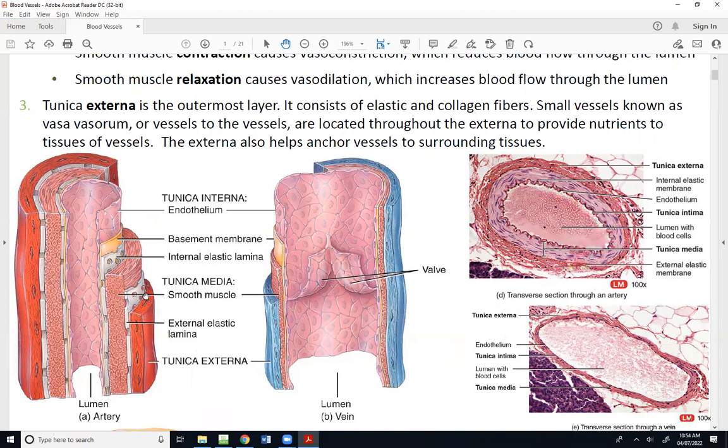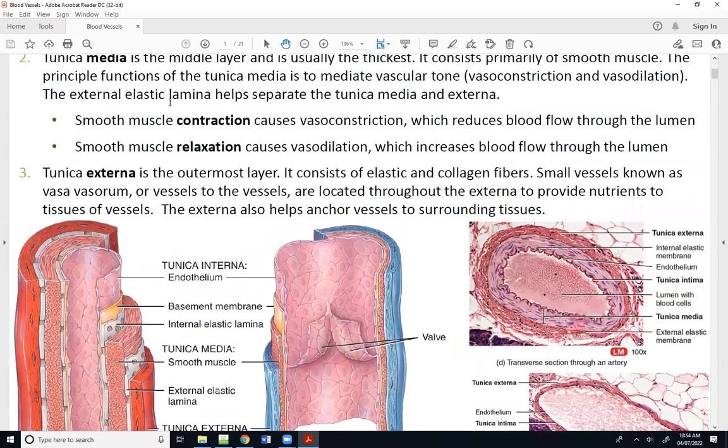Now, there's another layer that's part of the tunica media, but you only find it in arteries. It's another one of those Swiss cheese layers. We call this the external elastic lamina. It just helps separate the media from the externa.